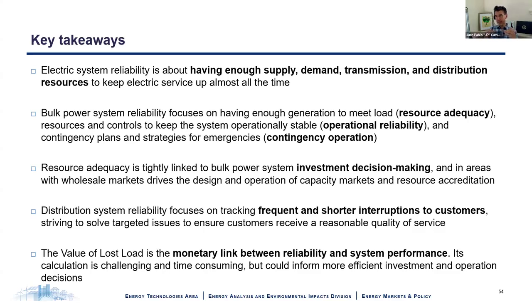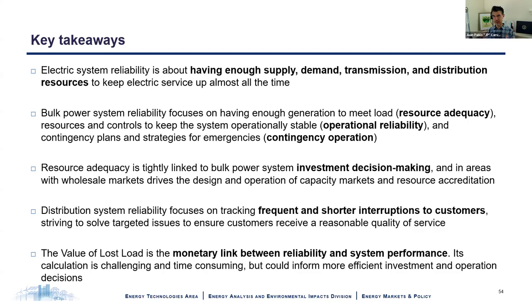Resource adequacy is tightly linked to investments. And so as I analyze resource adequacy, I will produce investment needs that then will have to be procured through different types of mechanisms depending on where you are. In distribution system reliability, we're mostly focused on tracking actual events, frequent, shorter interruptions. And I want to track them. I want to see who's being affected. And there are different mechanisms through which regulators in particular try to ensure that customers are receiving good quality service.